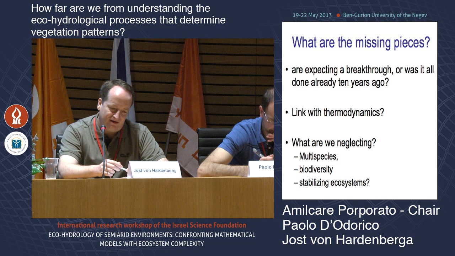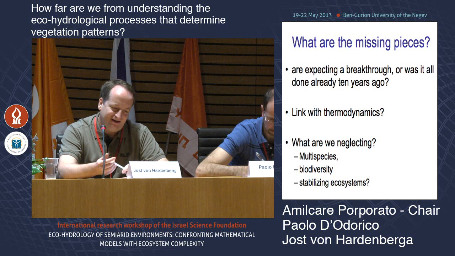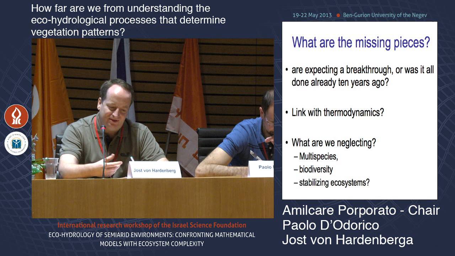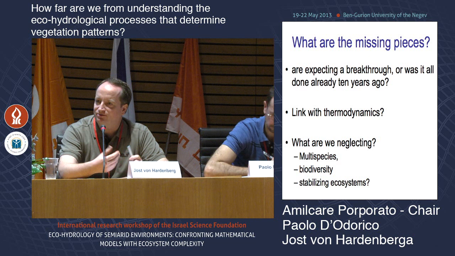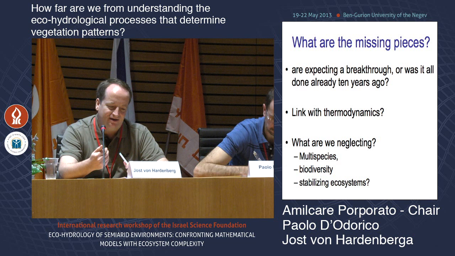And then the other point I wanted to address is, and I believe we should use our last minutes actually to discuss this, is really where should we go from here? We have heard many examples of processes and issues which we have neglected up to now. One is the whole complexity of the systems. So looking at biodiversity or the complexity of the ecosystems in general. So introducing more processes.